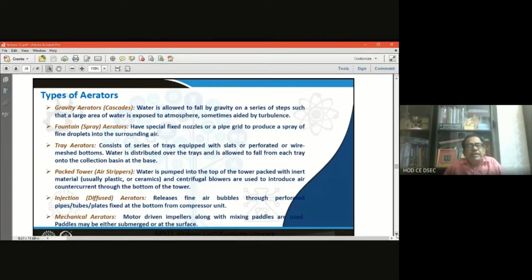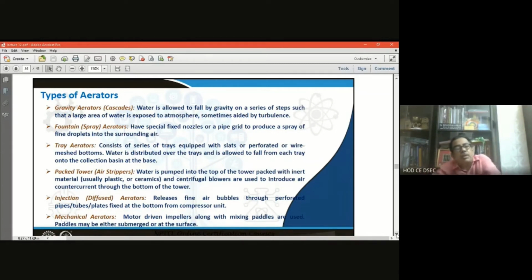Now, what are the gravity aerators? That is the cascades. Water is allowed to fall by gravity on a series of steps such that a large area of water is exposed to the atmosphere, sometimes aided by turbulence. This is a natural process by gravity. So this is called the gravity aerators because the water is allowed to fall by gravity.